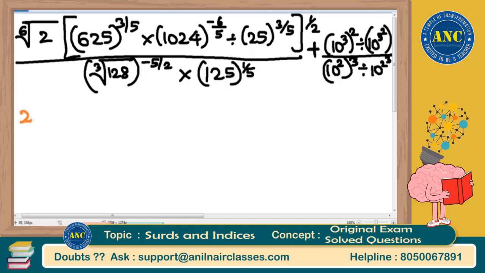Sixth root of 2 is 2 power 1 by 6 times of 625 is nothing but 5 power 4. 5 power 4 power 3 by 5, 5 power 4 into 3 by 5, which is 12 by 5, into 1024 is nothing but 2 power 10. 2 power 10 power minus 6 by 5, 2 power 10 into minus 6 by 5. 10 into minus 6 is minus 60. Minus 60 by 5 is minus 12. 2 power minus 12 divided by, okay, I will convert it to multiplication.